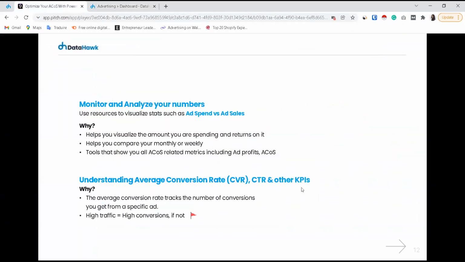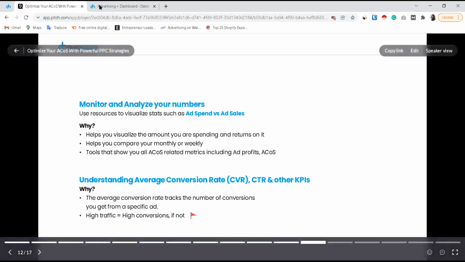Going back to the slide, the next point is understanding the different KPIs, like the average conversion rate, the click-through rate, and other KPIs. We will talk about the effects of the average conversion rate and other KPIs. If the average conversion rate goes up, the ACoS is most likely going to go down, right? If you want to improve your average conversion rate, one way would be using negative keywords, because they prevent your ads from being shown to people searching for words or phrases you don't want. That will help your ACoS go down, because we don't want our ACoS to go up.